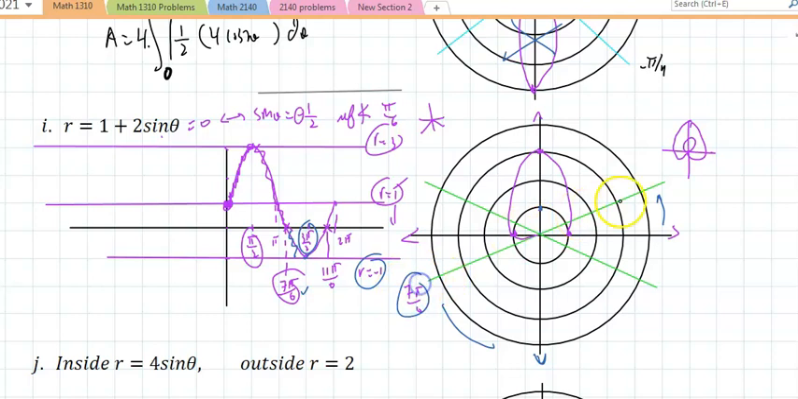But that starts from this line, right there. And I know it's symmetric. It's going to come back and hit 0 by the time I hit 11 pi over 6. And between that, there.